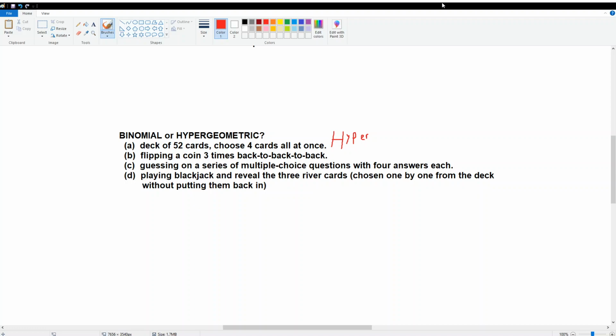Now, second one. We flip a coin 3 times, back to back to back. So you flip it once, then flip it again, flip it a 3rd time. Same coin every single time. How many of y'all think that'd be binomial? How many of y'all think that'd be hypergeometric? And that is binomial. We are literally replacing the coin.